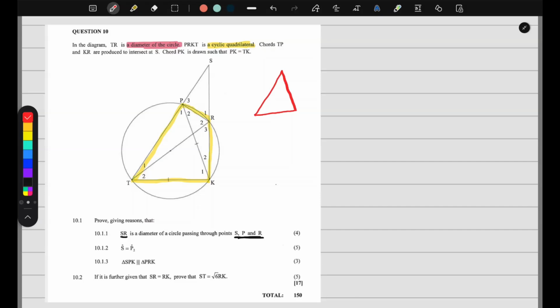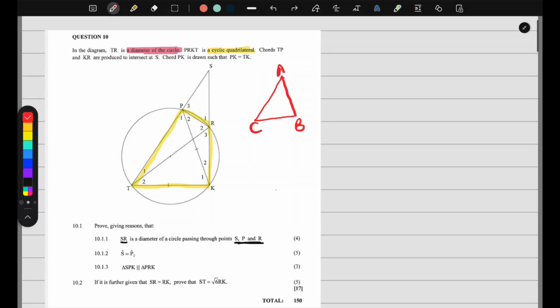So let's say you have a triangle like this. You have ABC. And the question is, prove that AB is a diameter to the circle ABC. So if you have to prove that this is the diameter, then wherever A and B goes, so let's say this is A and this is B, so wherever it goes, they are both going to C. If you can prove that this is 90, then this is a diameter, because then you have the converse of angle in a semicircle.